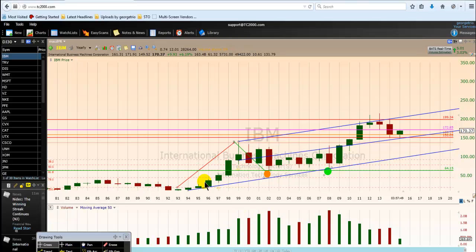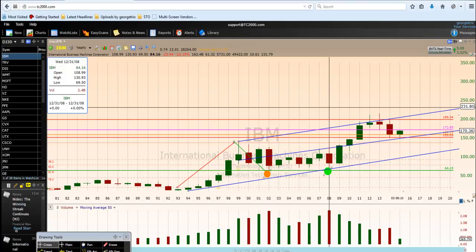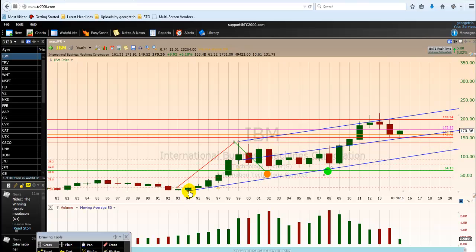Can you see? It's the blue channel. You see the blue channel, the bigger channel? So I join this point and the low of this candle here. If you like, I join the low of the year 1994 to the low of the year 2008. All right, that's how I draw my first line, a low and a higher low.